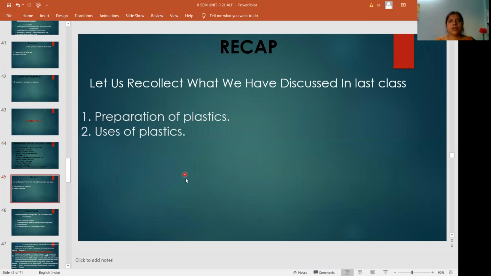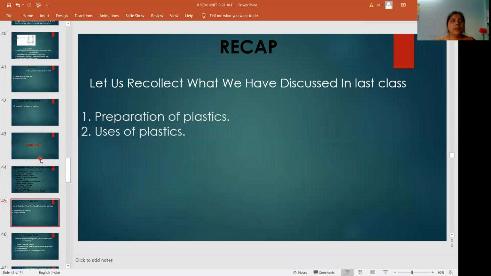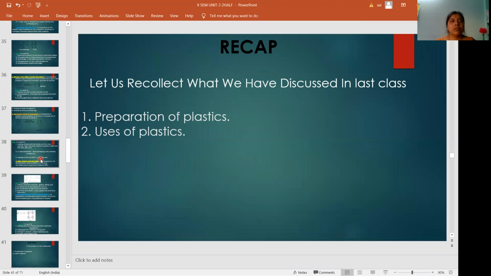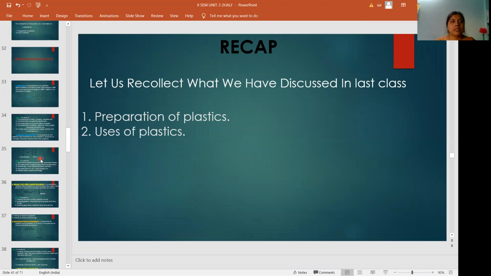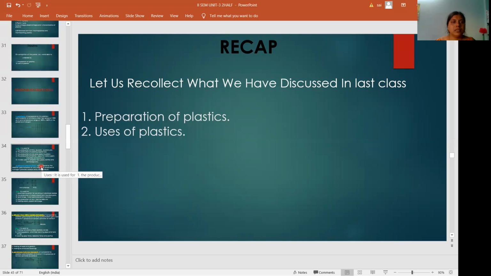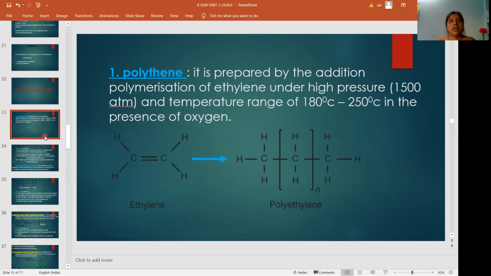Let us recollect what we have discussed in last class. In last class, we discussed preparation and uses of plastic. How many plastics preparation we have seen? Totally 6 plastics. Out of 6 plastics, 4 are prepared by addition polymerization and 2 are prepared by condensation polymerization. So polythene is prepared by addition polymerization.